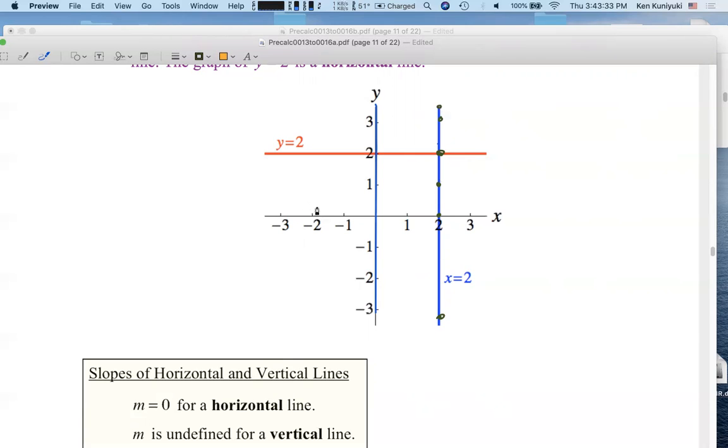Likewise, all the points with y-coordinate 2 will lie on this horizontal line: (0, 2), (1, 2), again (2, 2), which lies on both, (3, 2), (negative 3, 2), and so forth.